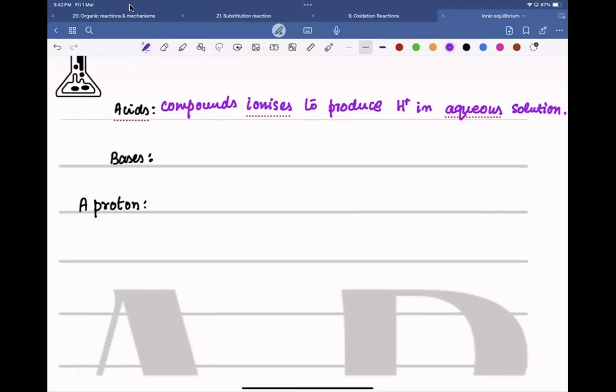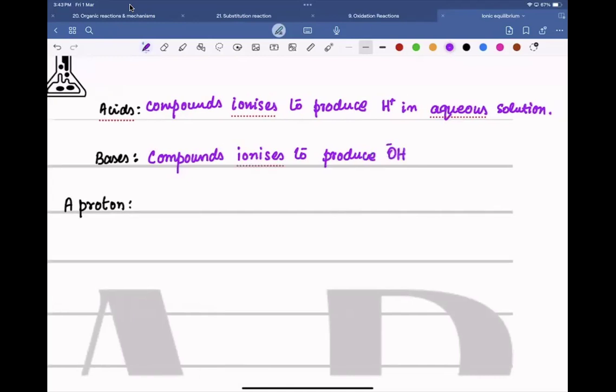When we talk about bases, so we say compounds which ionize to produce hydroxide ions in aqueous solution. But this is the old definition which you have studied in O levels. Okay. So, what is a proton? Can anyone tell me what is a proton? Yes, Ashal, Kubra and Yusuf, who can tell me what is a proton?